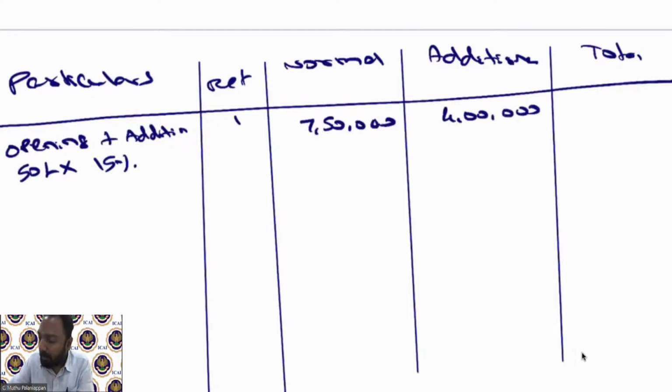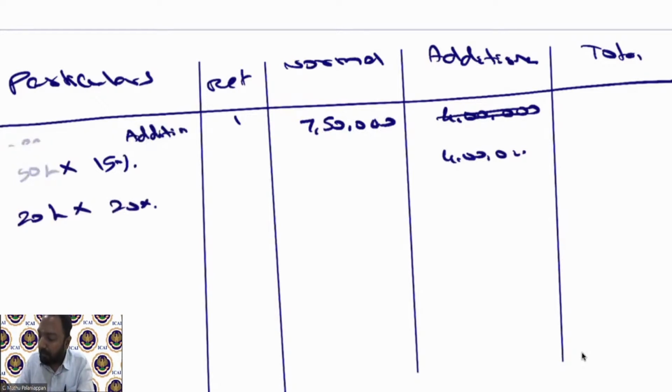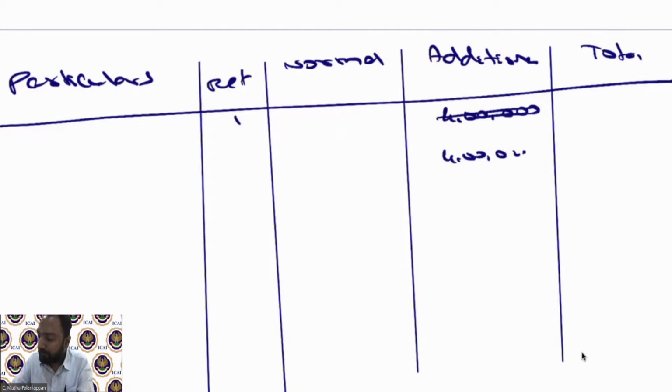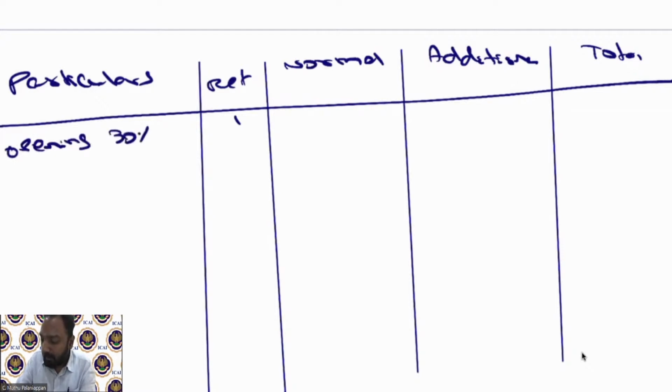So we'll probably put it here, which is nothing but 20 lakhs into 20%. I'll probably have it for better understanding. So we'll say opening, which is 30 into 15%. It is 4,50,000. Okay. There is no additional depreciation on that. So it is 4,50,000.